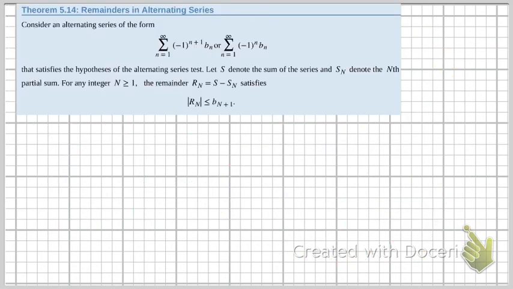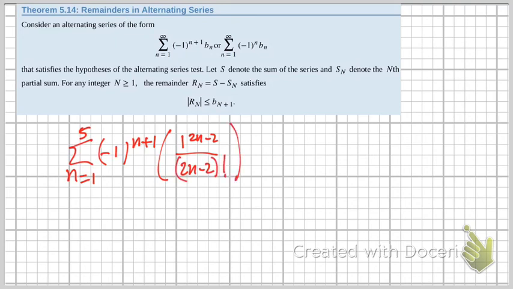So now if we write this all out, all we have to do is go back here. If I have this sum, n equals 1 to 5 of negative 1 to the n plus 1, and this being 1 to the 2n minus 2 over 2n minus 2 factorial, that number here would actually be that value. That would be as close up to that number of decimal places.